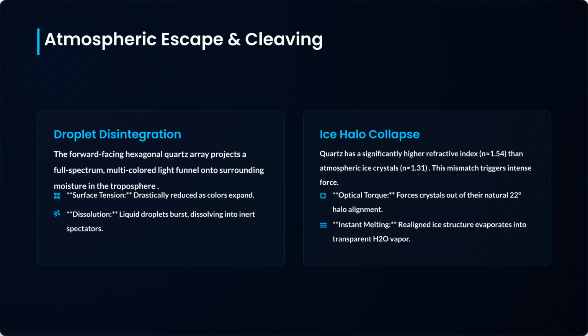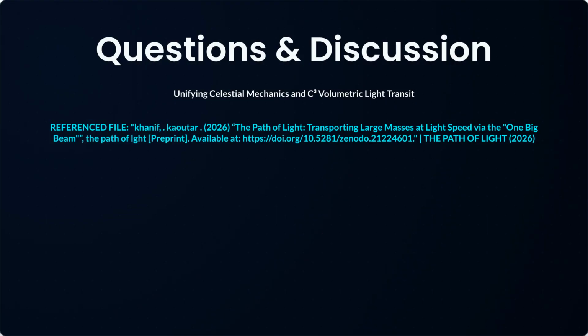Furthermore, as the vehicle pushes forward, its hexagonal light funnel projects full-spectrum white light onto atmospheric water droplets, instantly destroying their surface tension and causing them to burst. Simultaneously, the system takes advantage of the fact that quartz has a higher refractive index, 1.54, than atmospheric ice, 1.31. This index mismatch generates an optical torque, a literal light push, that forces randomly scattered atmospheric ice crystals to stand perfectly straight, shattering their natural 22 degrees halo alignment. The ice structures instantly collapse and evaporate into clear, harmless H2O vapor.